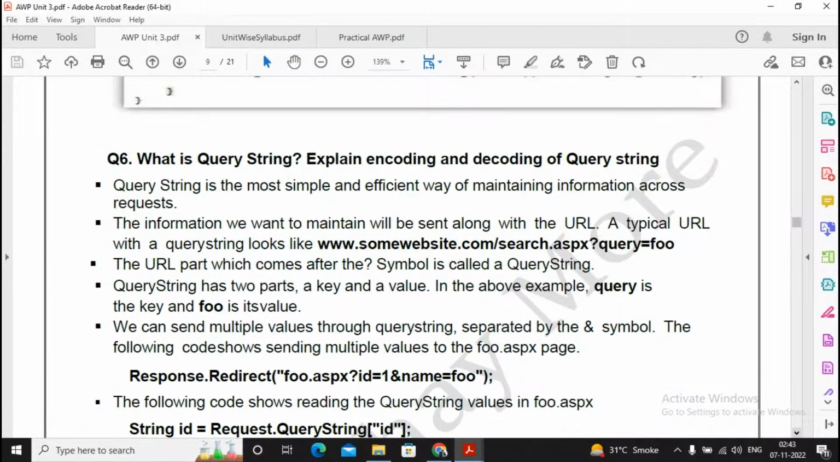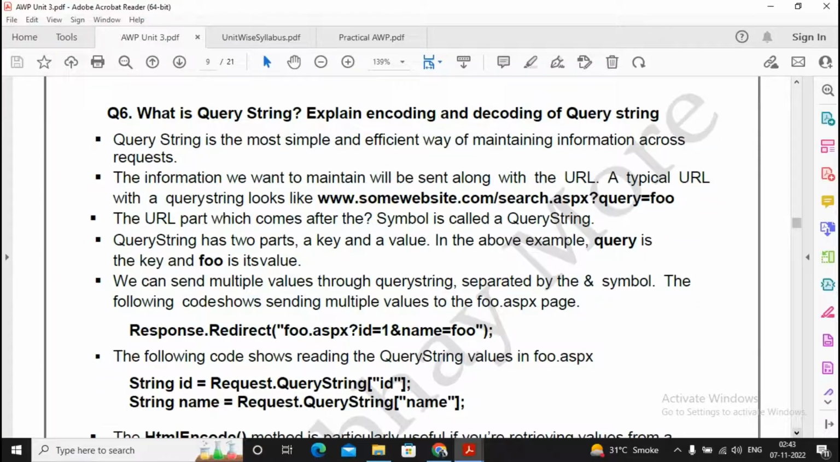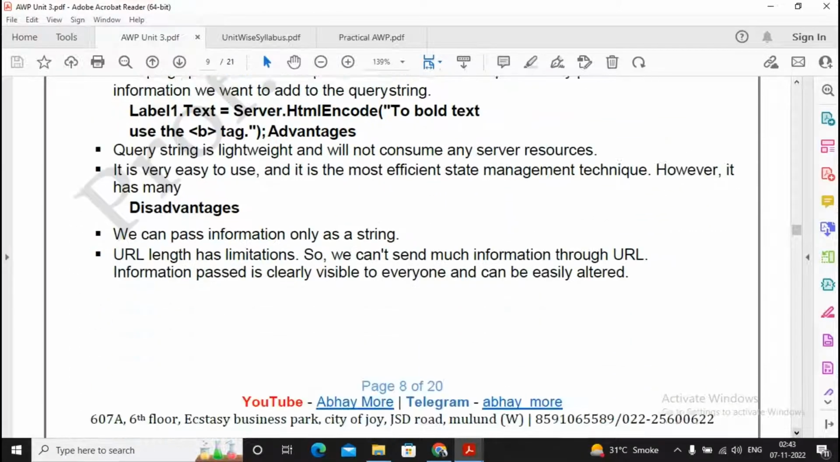Moving ahead, next question: what is the query string? Explain encoding and decoding of the query string. It is an important question. Please prepare this answer nicely.